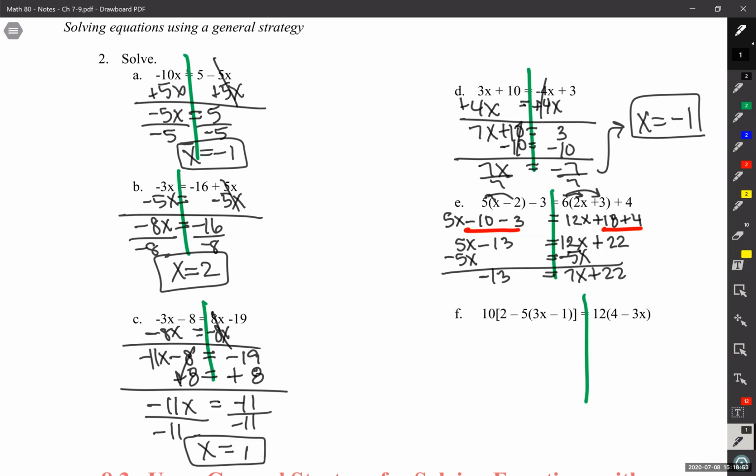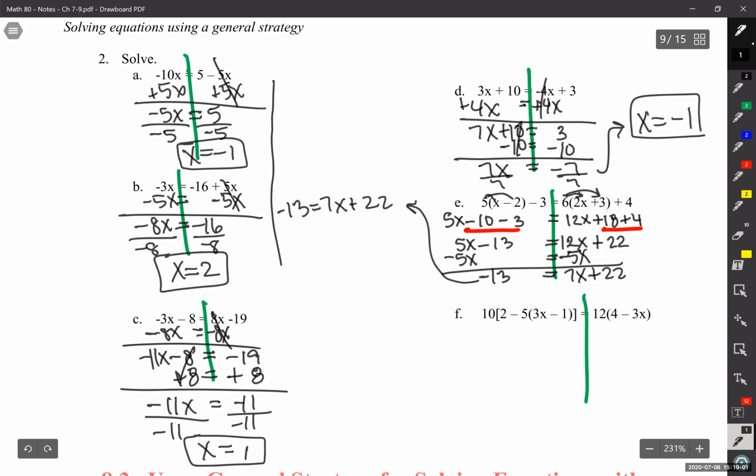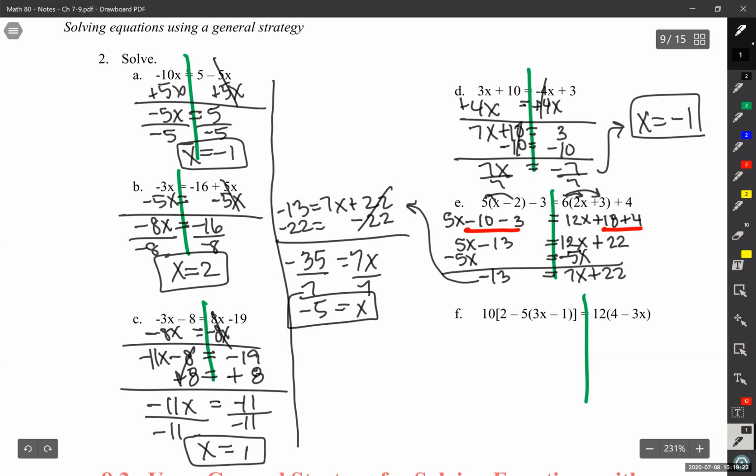I'm going to kind of move over to the middle because I'm running out of space. Divider line so we don't get mixed up. Now I'm going to subtract 22. And I get that 7x equals negative 35. And finally, x equals negative 5. The x is on the right instead of the left. That's a-okay. We just want to get that letter by itself. It doesn't matter which side it's on.